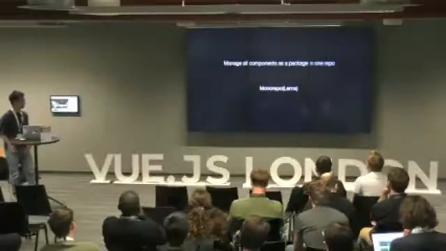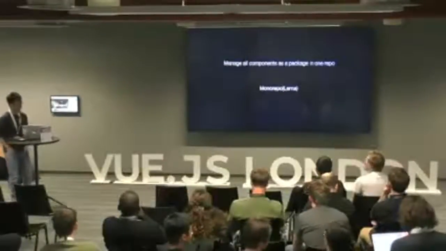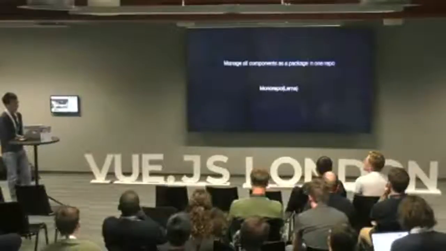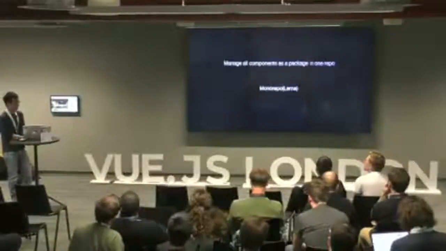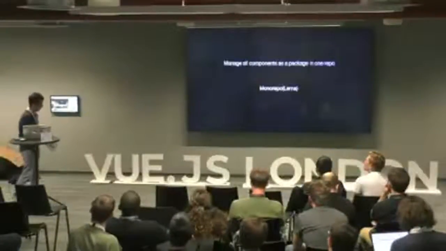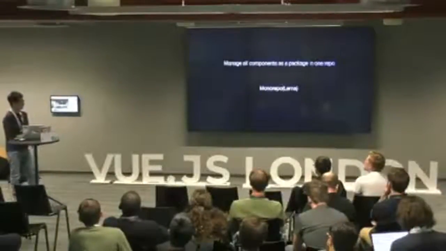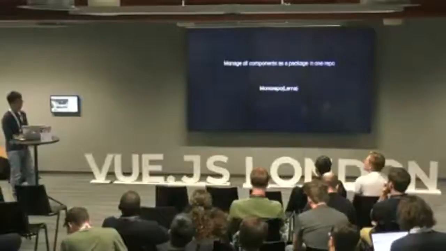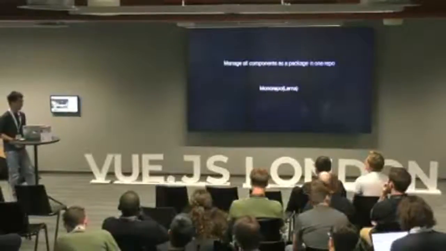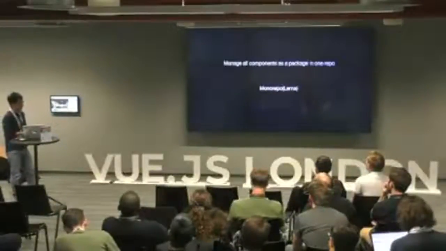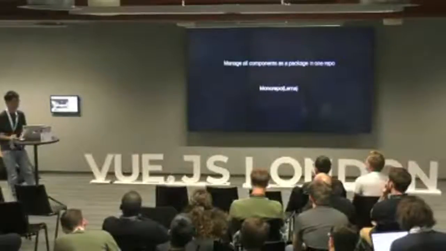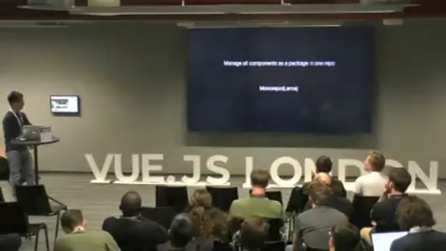So since we have solved the problems for one component in one repo, or in other words, we try to maintain one component in one package. Is there any way for us to manage more than one package in one Git repo? Of course, there is something called monorepo.